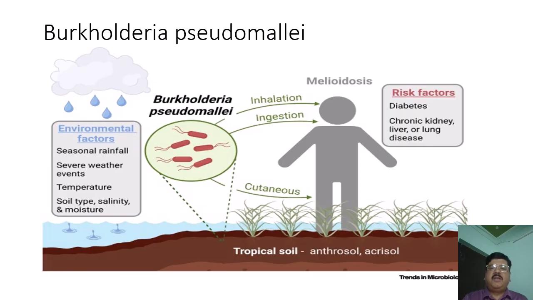So these are the various aspects, the route of transmission. The disease is known as melioidosis. The disease may occur by inhalation, ingestion, or cutaneous exposure. Risk factors are diabetes, chronic kidney disease, liver or lung disease.